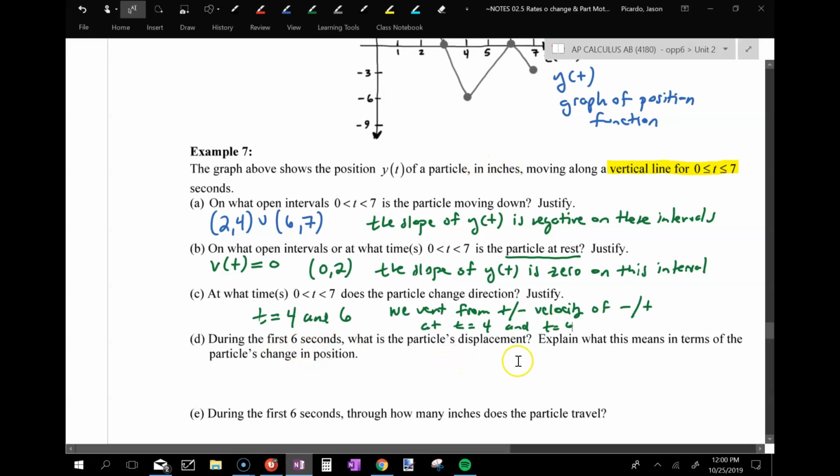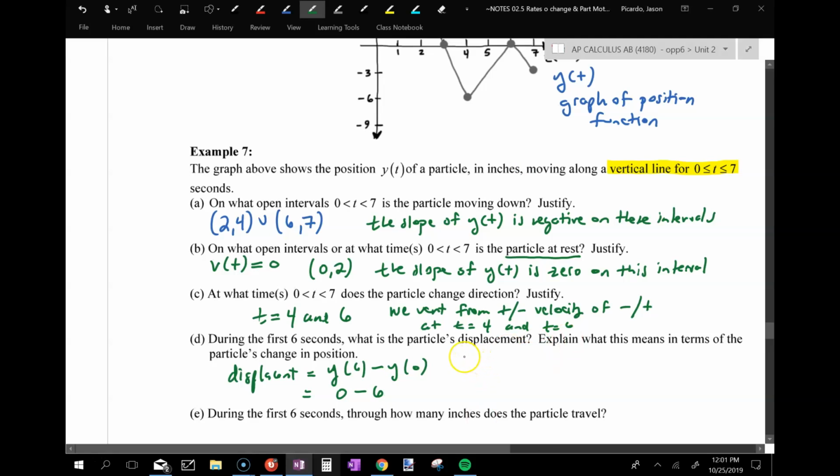During the first 6 seconds, what is the displacement? Easy question, right? Displacement is where I ended up minus where I began, right? So it's going to be y of 6 minus y of 0. Where am I at y of 6? I'm at 0, right? And where was I to begin? I was at 6, so my displacement is negative 6, right?